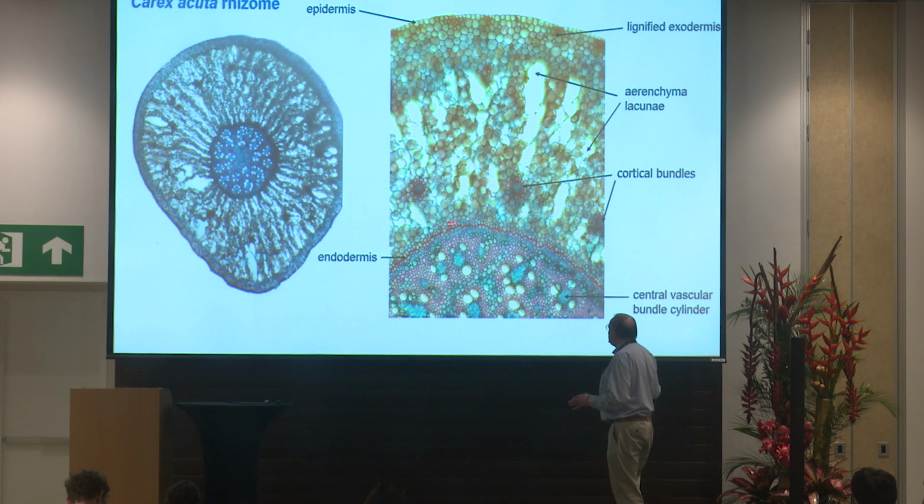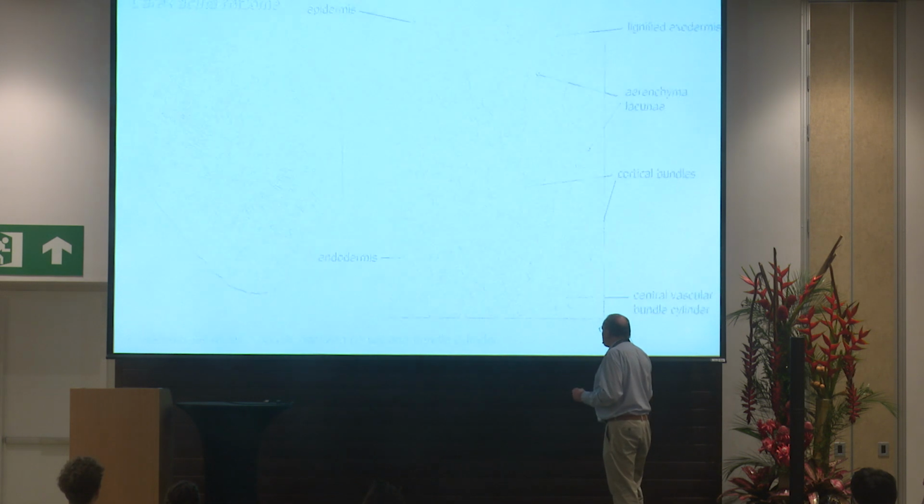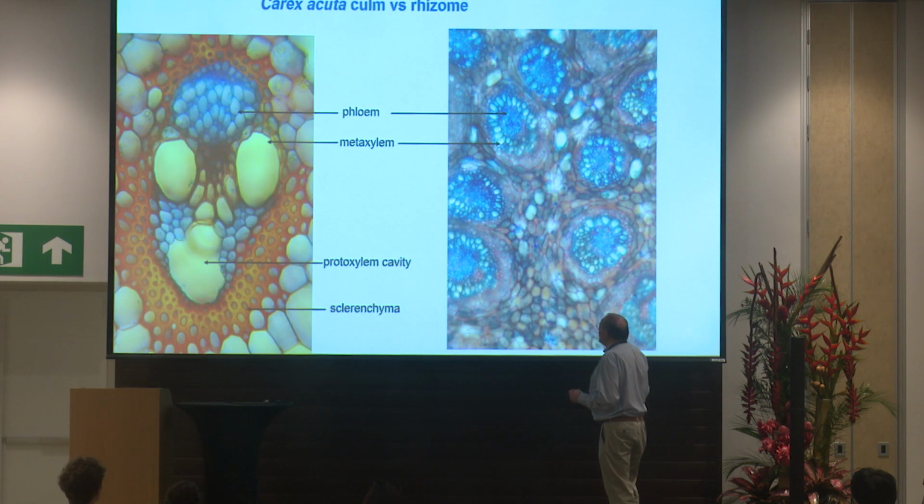And what you see in magnification is the vascular bundle cylinder surrounded by an endodermis. In addition, in the culm, you find collateral bundles with the phloem to the outside and the xylem to the inside. And in the rhizome, you have amphivasal bundles, so phloem surrounded by xylem.